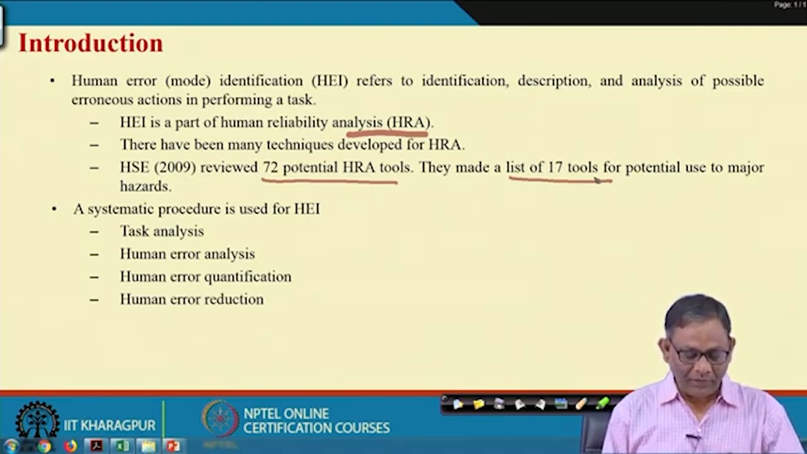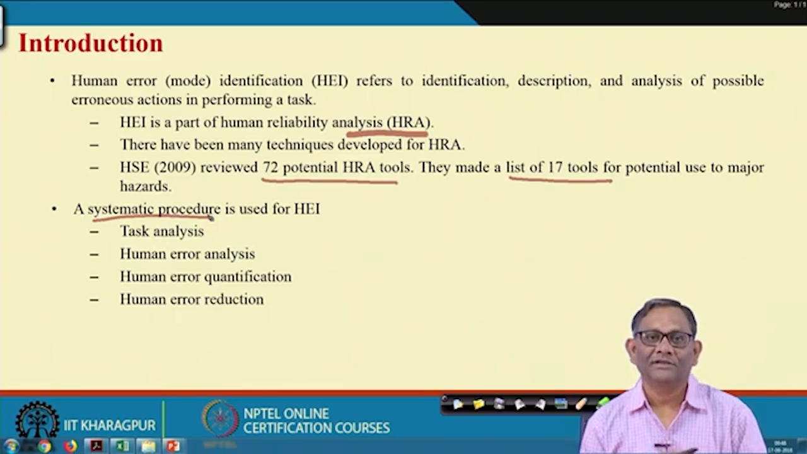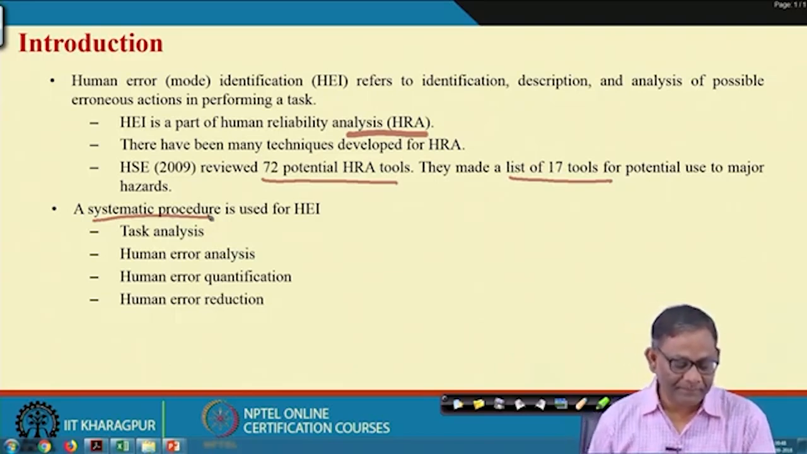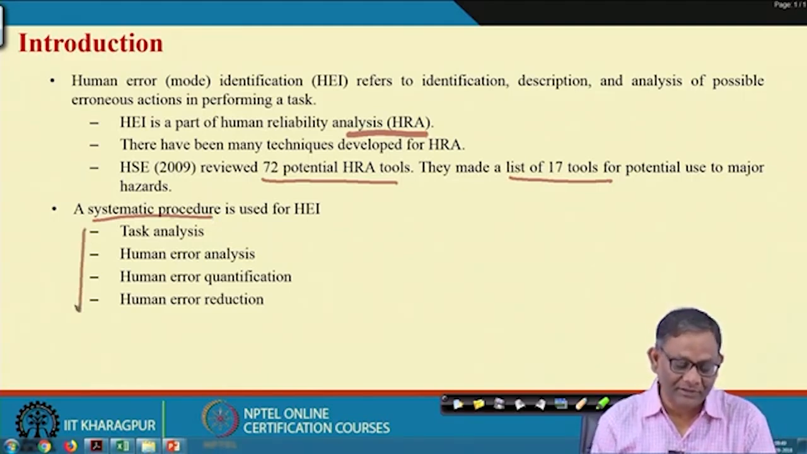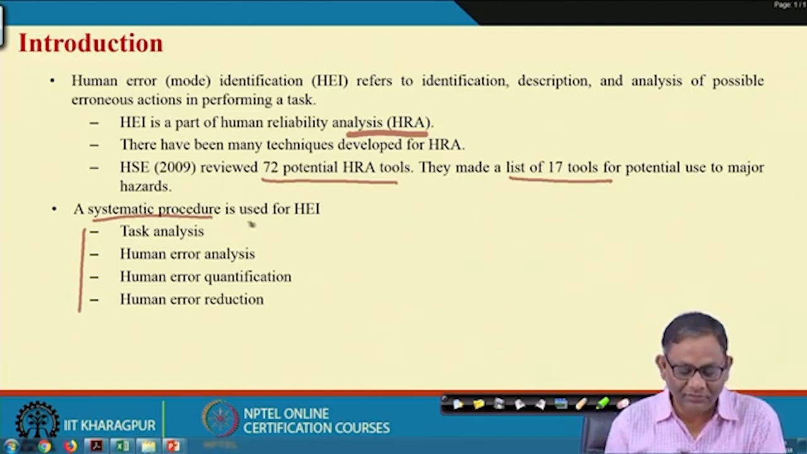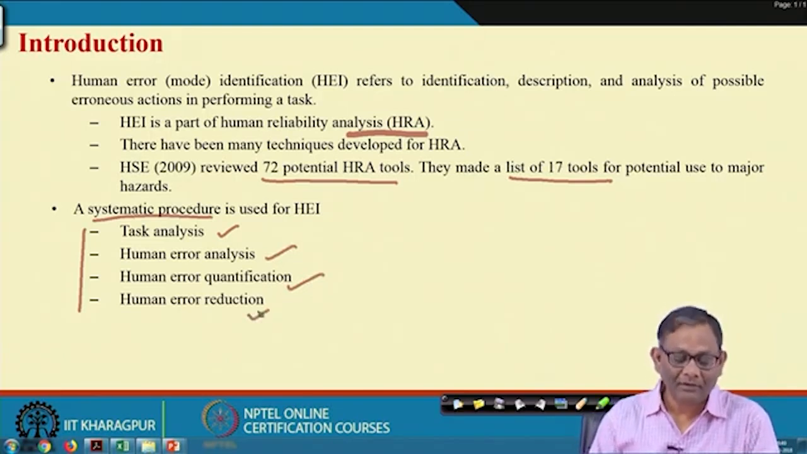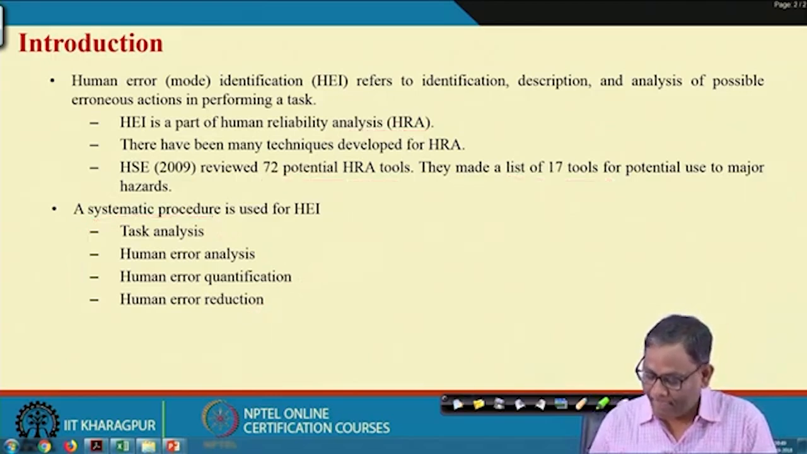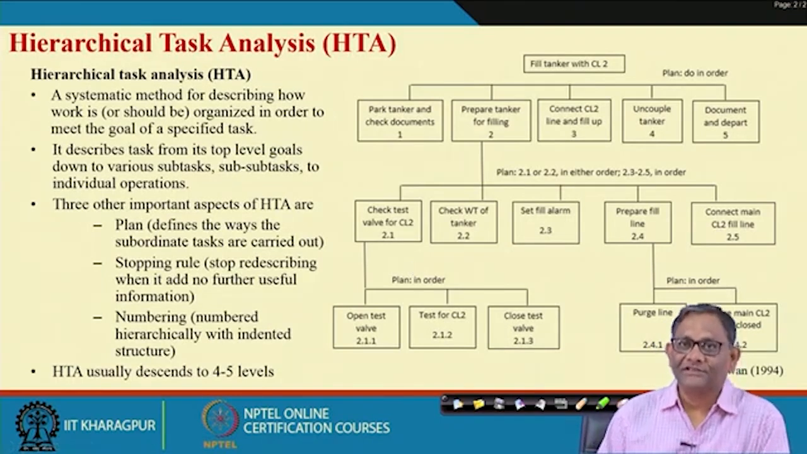Now, when we talk about human error identification, it is definitely a systematic procedure, and you know human error is a difficult thing to understand and identify. So, a systematic procedure is required. The procedure comprises primarily these things, and you will find some additional steps, but these are just variations. Otherwise, you must do task analysis, then human error analysis, then human error quantification, and then human error reduction. Let us see. So, first we will discuss task analysis.